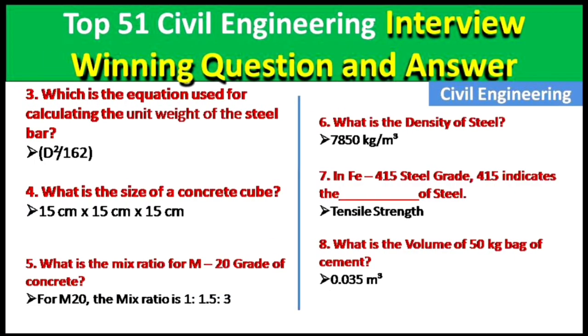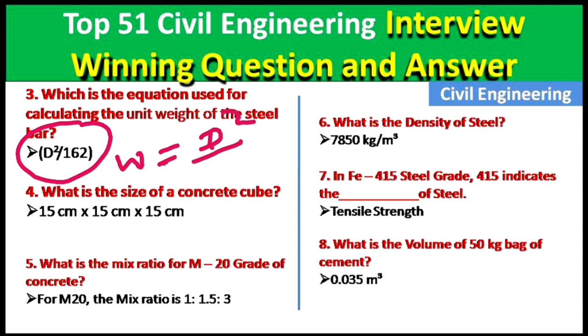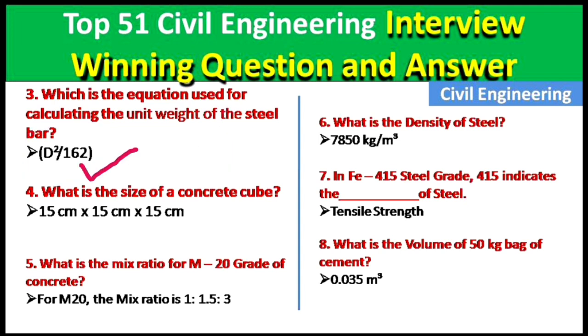Point number 3 is: which is the equation used for calculating the unit weight of the steel rod? Actually this is the formula. Okay guys, this is not an equation, you can say whatever you want. W equals what? D square by 162, and this is the formula to calculate the unit weight of the steel bars.